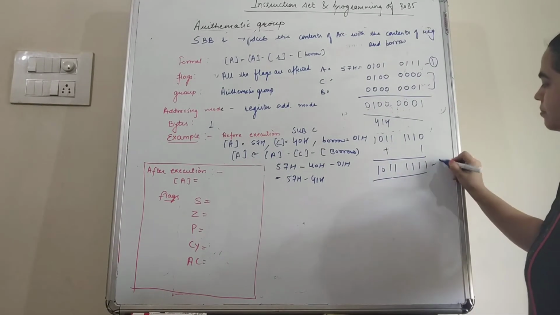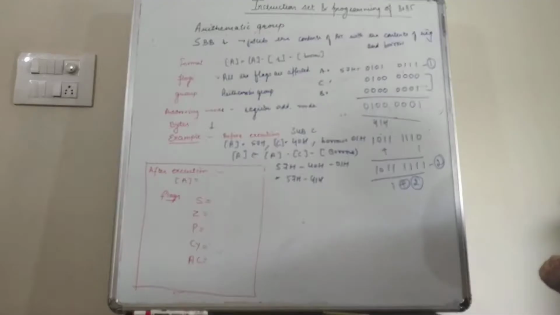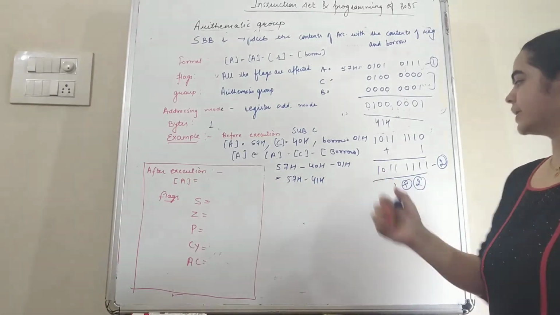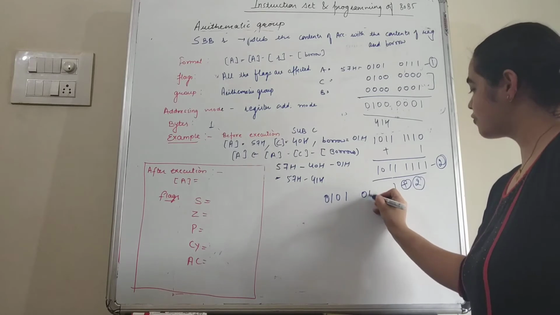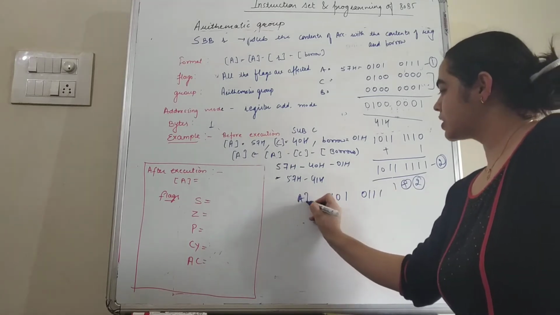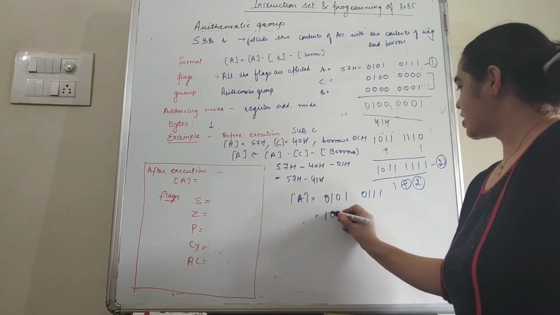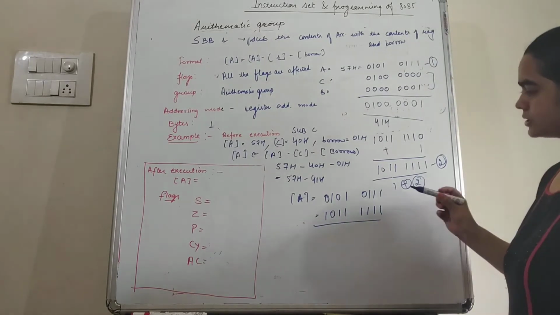Now the second number is this. Now we can add 1 with 2. So we can add the contents of the accumulator with the 2's complement of the second number. So the first number we have is 0, 1, 0, 1, 0, 1, 1, 1. So these are the contents of the accumulator. And the second contents are 1, 0, 1, 1, 1, 1, 1 and 1. So add these two numbers.